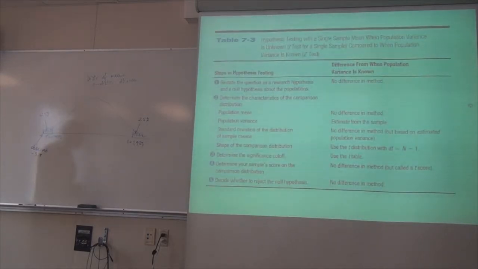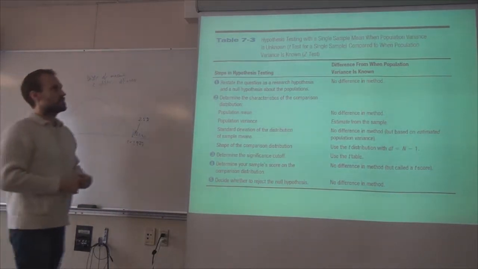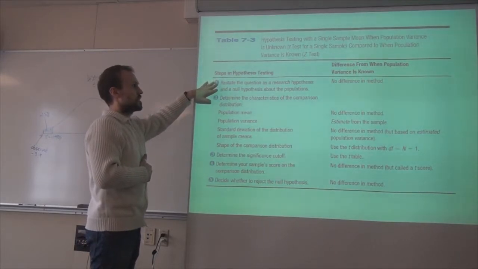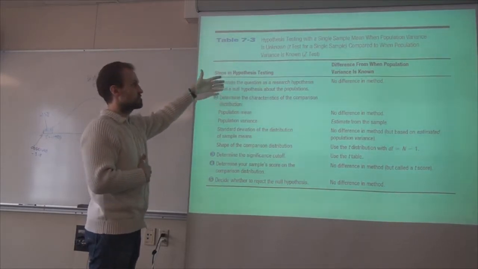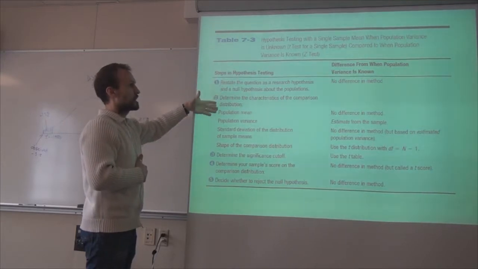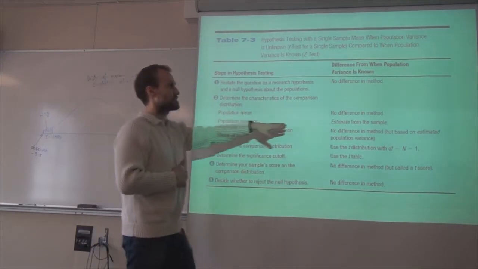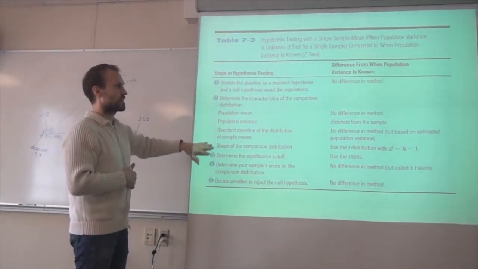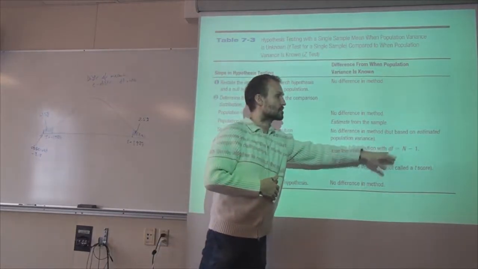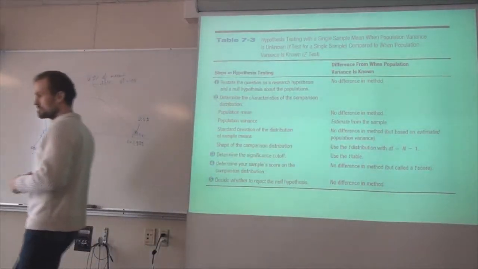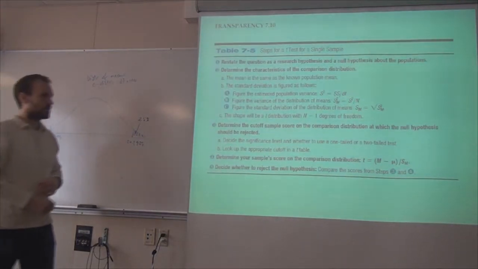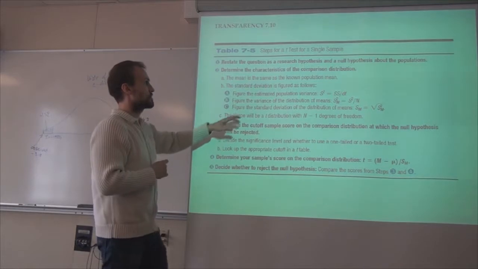Okay, so this is just a summary of the steps. I restate the question as the research and null hypothesis. That's no difference than before. Population means no difference. Population variance, I just have to estimate from the sample. No difference in the method for calculating anything else. I just have to use degrees of freedom and my t-table. And there's just a summary of the different things we need to be able to calculate.